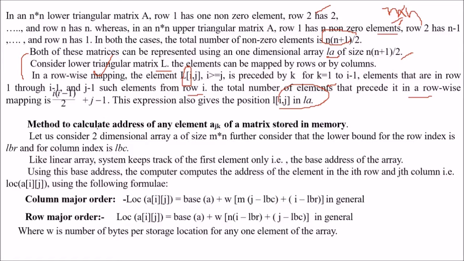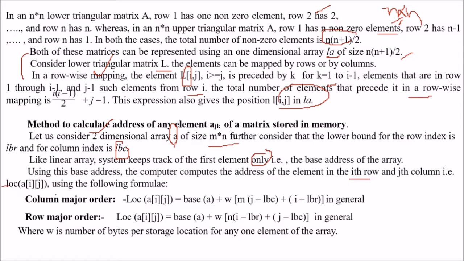How can we have a method to calculate the address of any element Ajk of a matrix stored in memory? Let us consider a two-dimensional array A of size m by n. Further, consider that the lower bound of the row index is LBR and of the column index is LBC. Like a linear array, the system keeps track of the first element only, that is the base address of the array. Using the base address, the computer computes the address of the element in the ith row and the jth column.